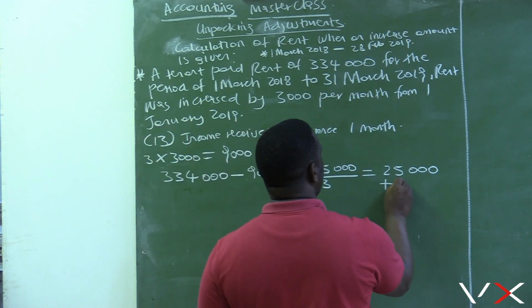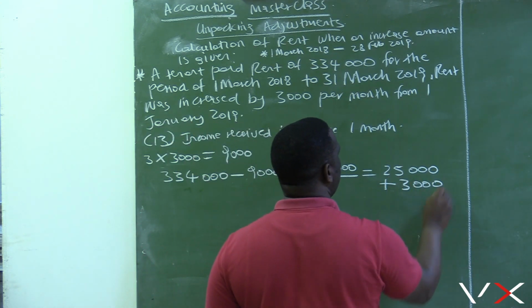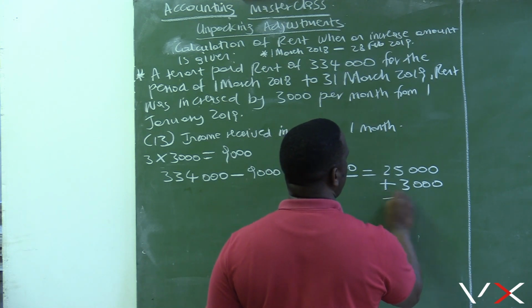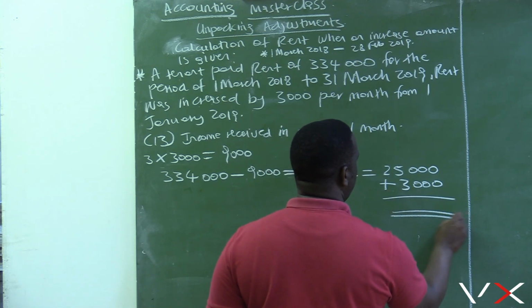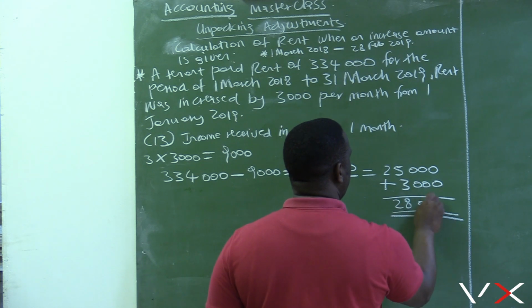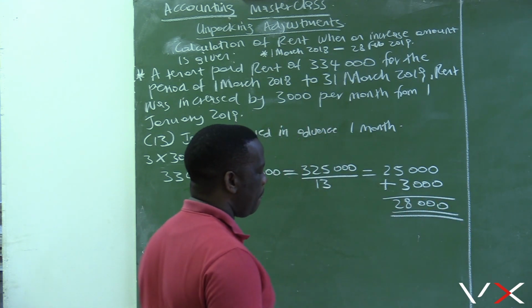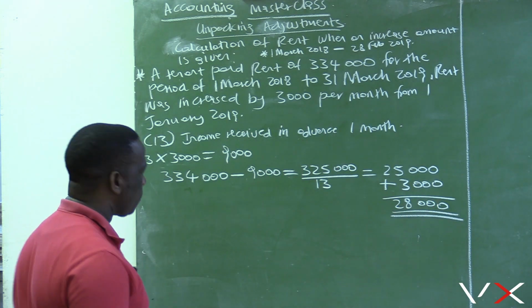But there is an increase now of 3,000 per month, which makes a total of 28,000. So after increase, rent is 28,000.